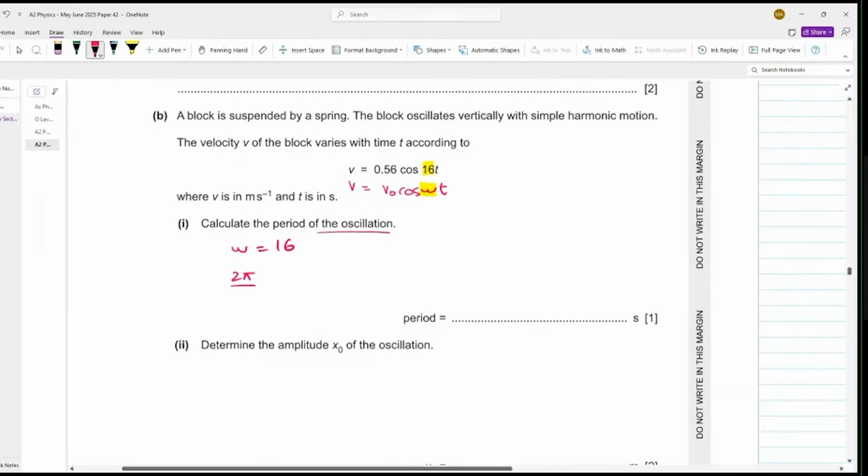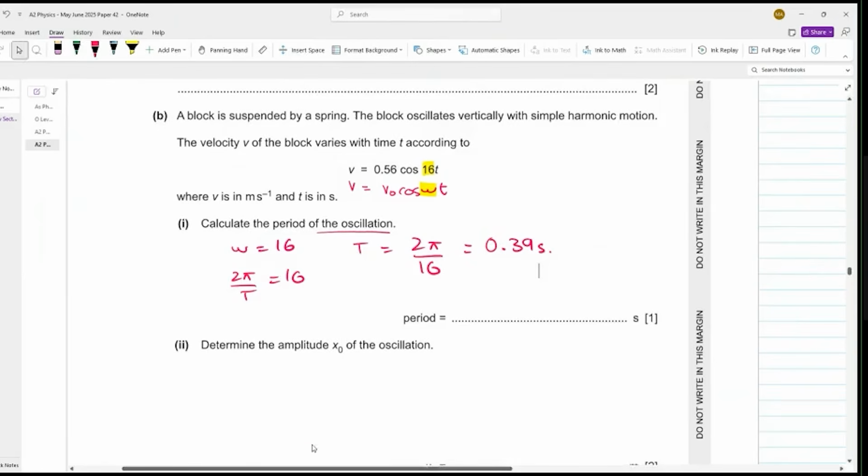2 pi over T is equal to 16. टाइम पीरियड किसके इक्वल आ जाएगा? 2 pi divided by 16. What does your answer come out to be? Your answer comes out to be 0.39 seconds, which is your time period. Simple, nothing complicated here. बहुत easy.